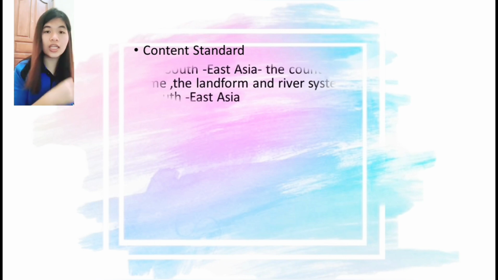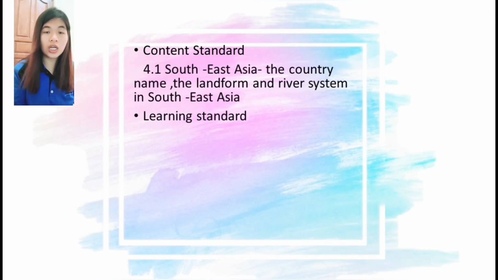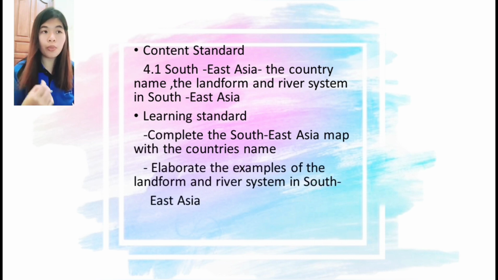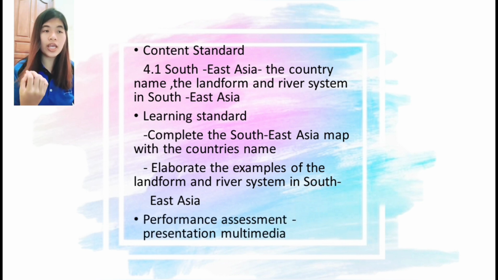The next learning standard is from content standard 4.1, which is Southeast Asia. This topic explains the country names, the landforms, and the river system in Southeast Asia. The learning standard is to complete the Southeast Asian map with the country names and elaborate examples of the landforms and river systems in Southeast Asia. The performance assessment for this topic is multimedia presentation.